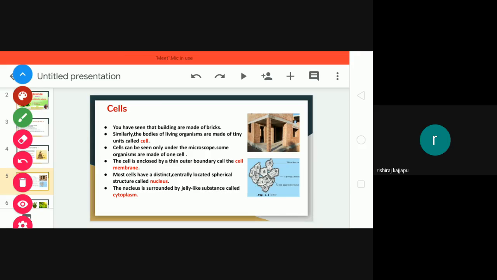Is it clear, children? Or do you have any doubt? Okay, you learned about the cell membrane. What is the cell membrane? The thin boundary of the cell is called the cell membrane. And the centrally located spherical structure is called the nucleus.